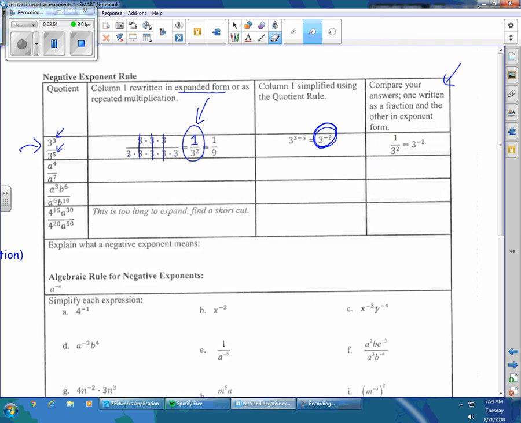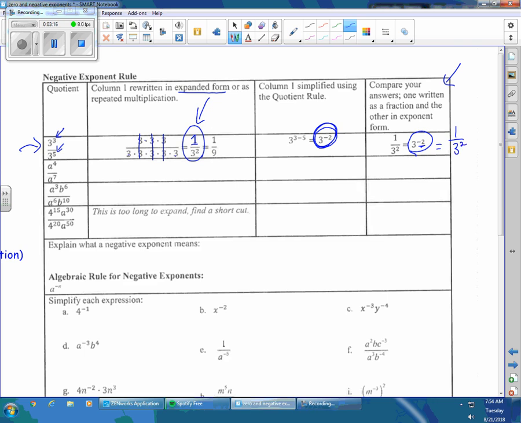However, usually you're going to be asked to give your answer without a negative exponent. So if you get this for an answer, but the directions say, or you're being directed to write your answer without a negative exponent, the way you would change this negative exponent into a positive exponent is by taking the reciprocal. You just put it 1 over 3 to the 2nd power.